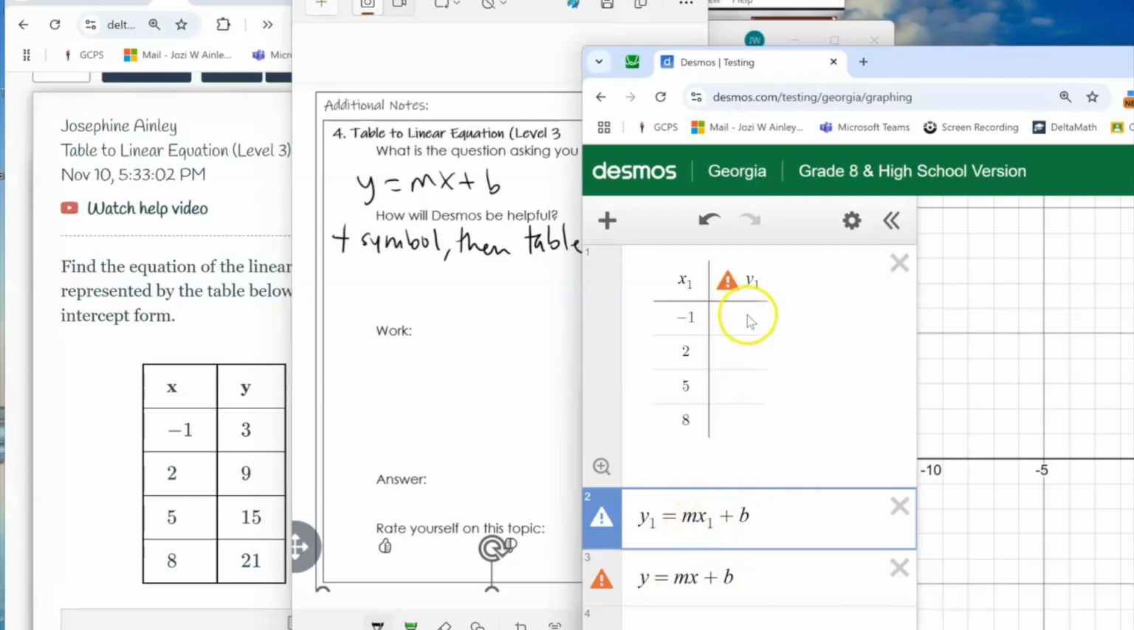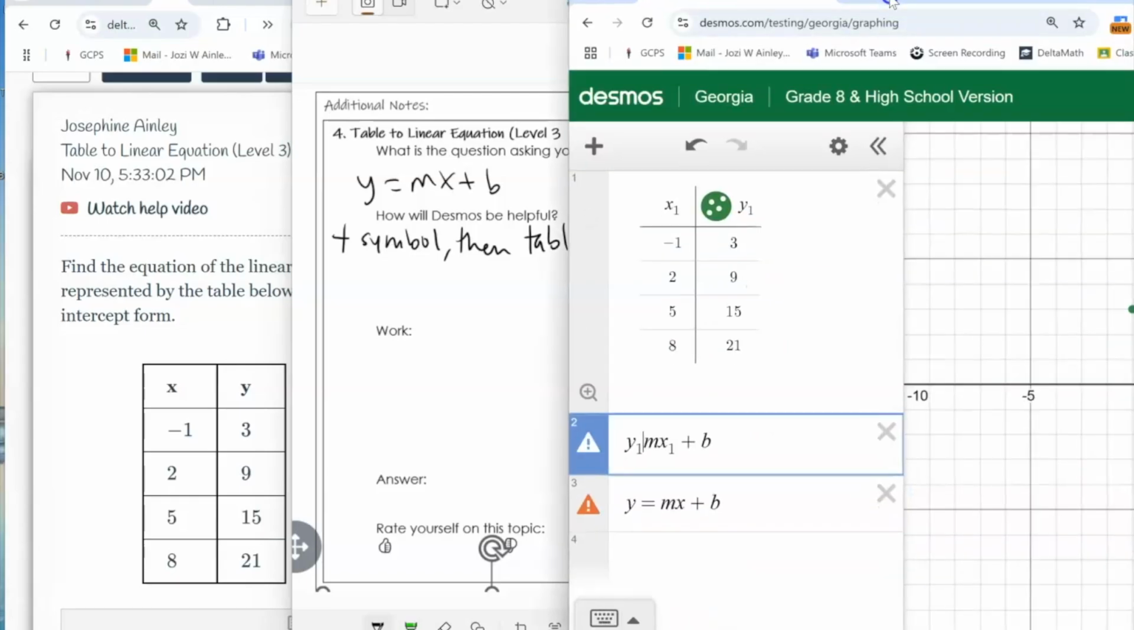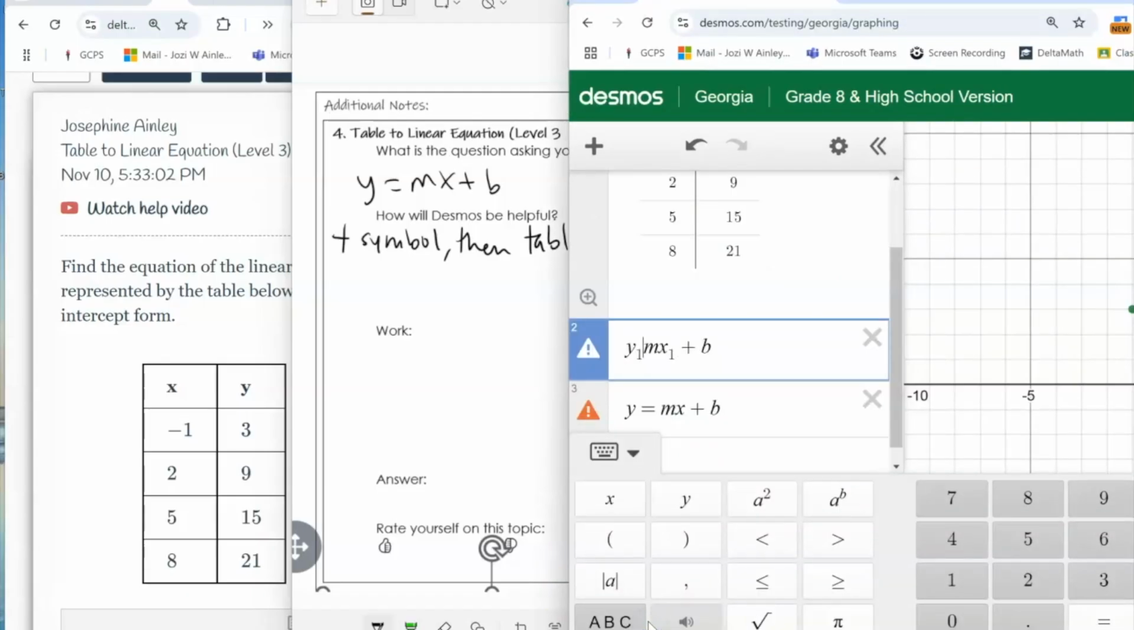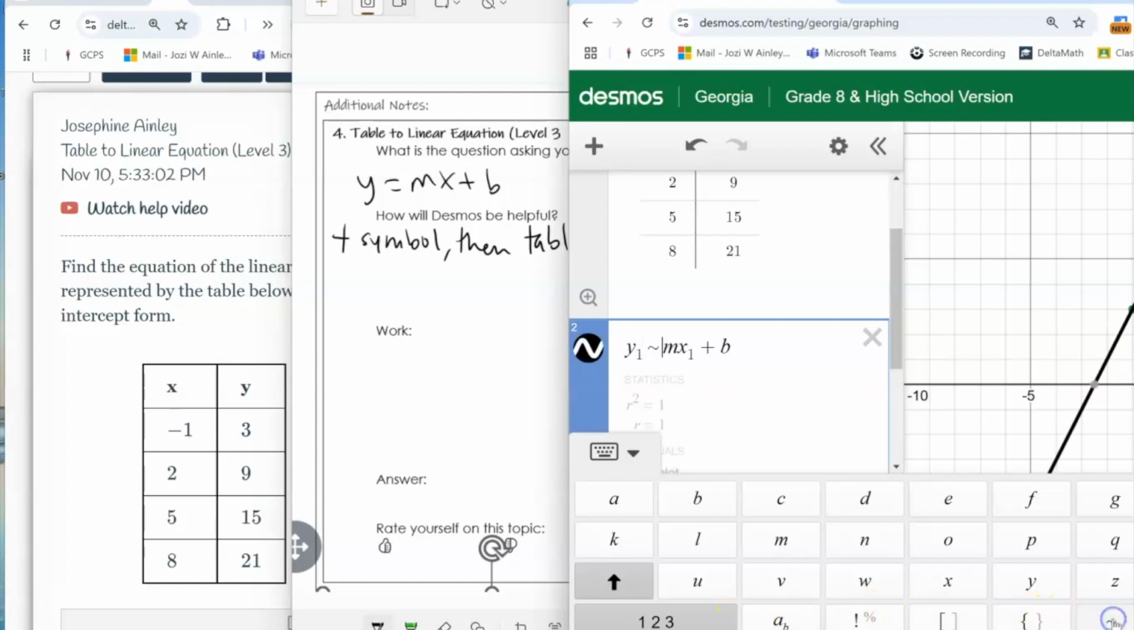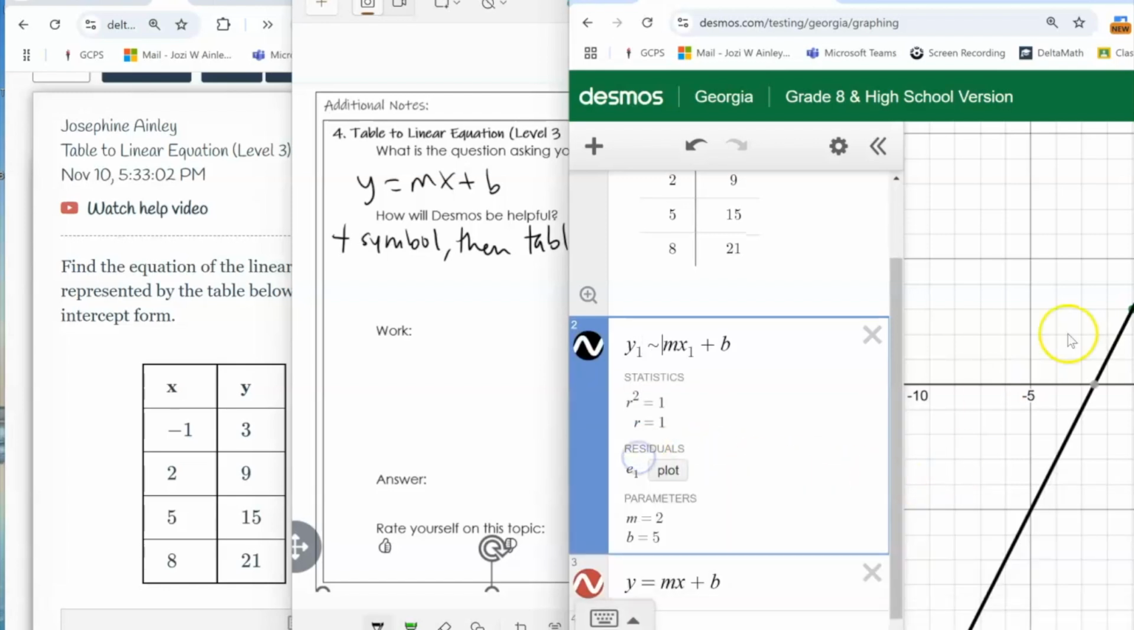As you can see, my y1s have disappeared. There's one more error, and that's that it does not like this equal sign. It prefers you to have that squiggly line. The squiggly line is Shift and right underneath the Escape button, or you can press ABC, and on the bottom row right here, there's the squiggly line. As soon as you do that, it appears.